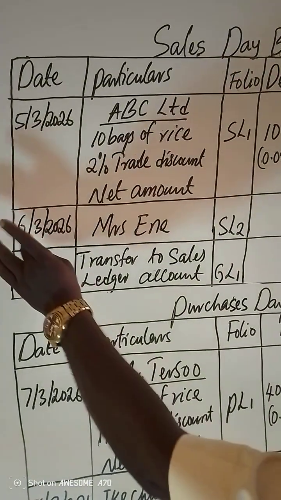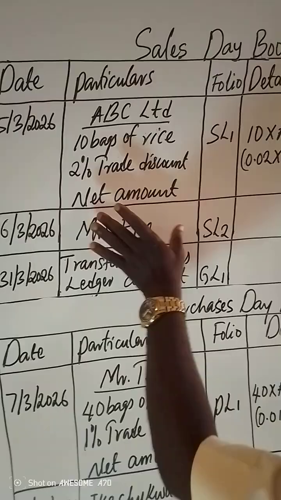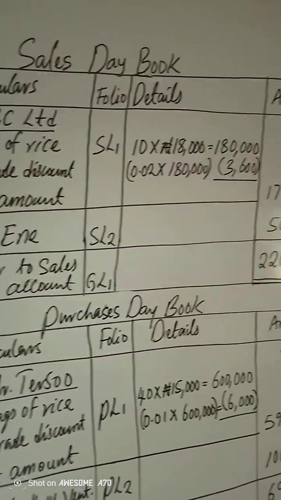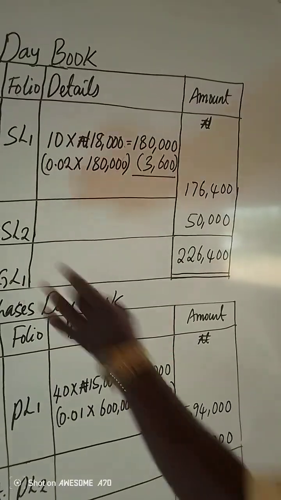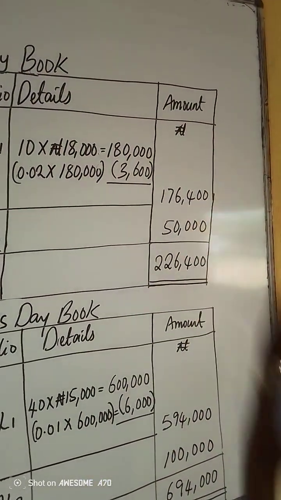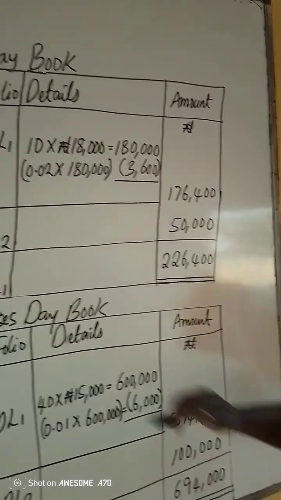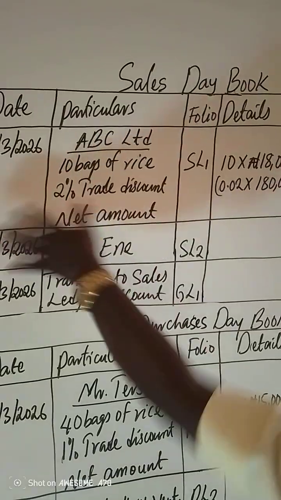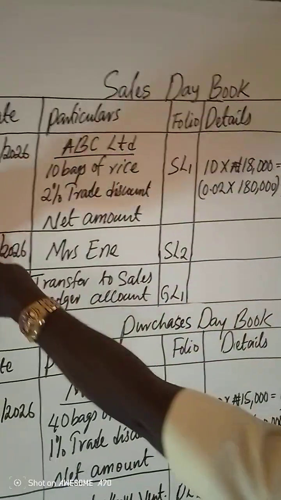Now say on the 6th of March 2026, Miss N, then this is sales ledger 2 because goods are sold on credit. You use sales ledger as follows. Sales ledger 2, the one that follows ABC Limited. Then the amount is 50,000. But mind you, this line is very important. You close this line to show that this transaction is separate from the other; you must draw this line.